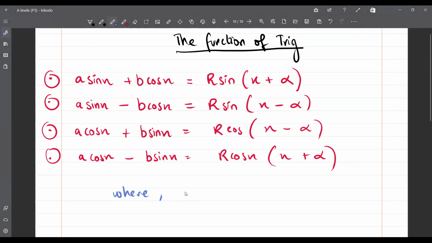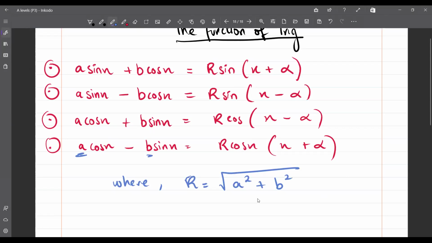Where r is the square root of a square plus b square. And notice we are going to ignore the signs. So whenever we need to calculate the value of r, we are going to ignore the signs, just the square root of a square plus b square. And alpha is tan inverse of b upon a.